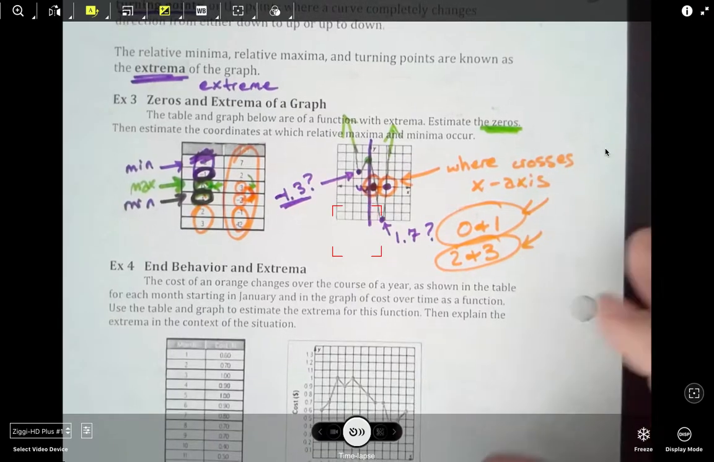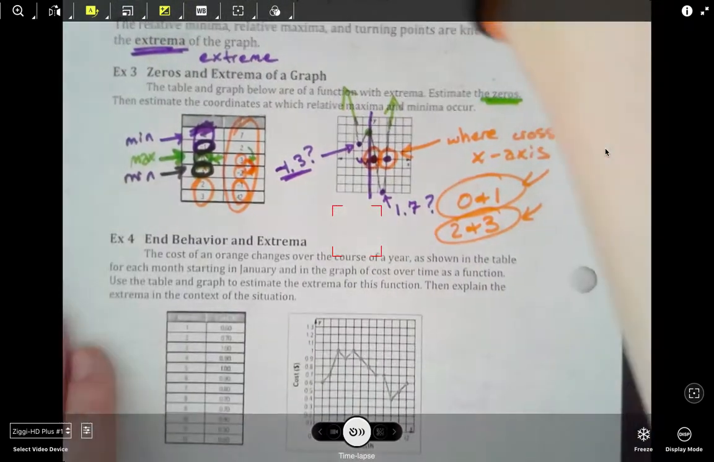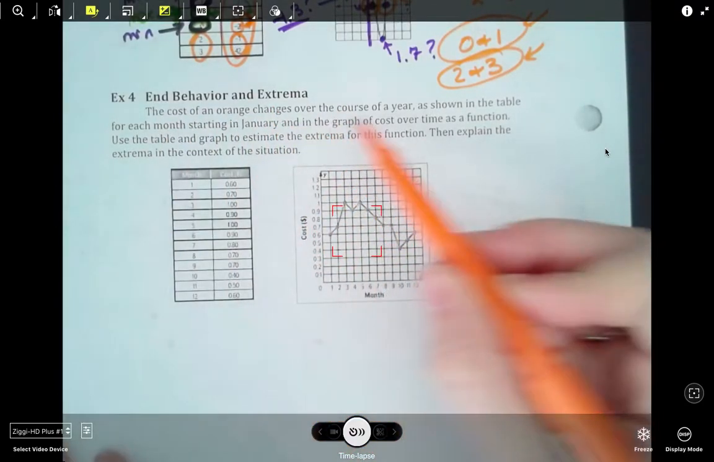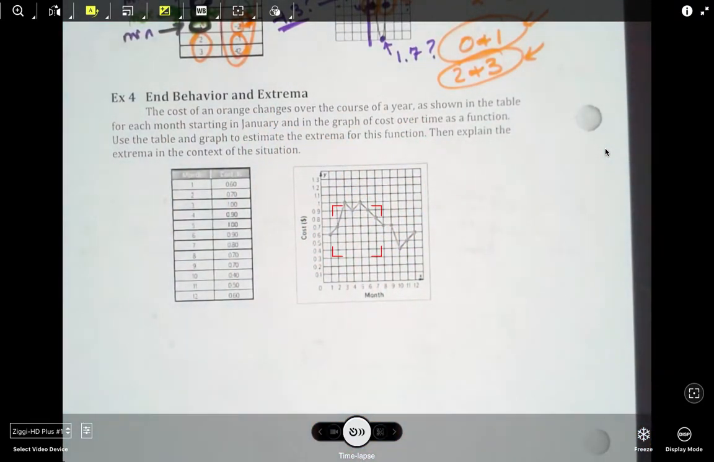That make sense? Okay. Now down here, example 4. The cost of an orange changes over the course of a year. It just depends on when they're in season, right? Like I go to buy strawberries all the time, and sometimes they're really expensive, so I don't buy them. And sometimes they're super cheap, so I buy them. They're like $1.88 or something when they're in season. I don't know, whatever. So oranges are the same way.